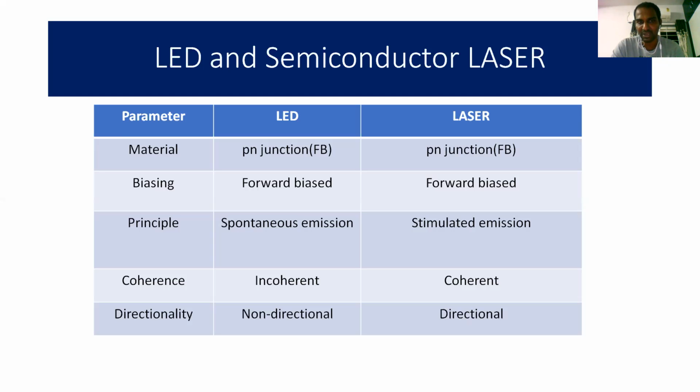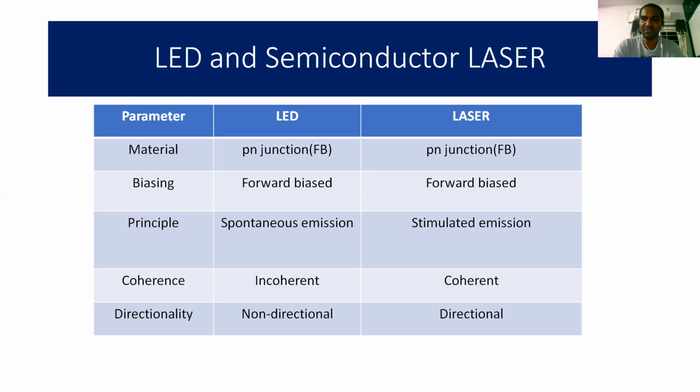So what are the parameters we are taking to compare? First one is material. Both LED and laser contain PN junction diodes. If we consider the parameter of biasing, both are operated under forward bias. If we consider the principle as a parameter, LED works with spontaneous emission, whereas laser works with stimulated emission. Another parameter is coherence. From an LED, since the principle is spontaneous emission, we get incoherent photons. But in case of laser, the principle is stimulated emission, as a result we will get coherent photons.